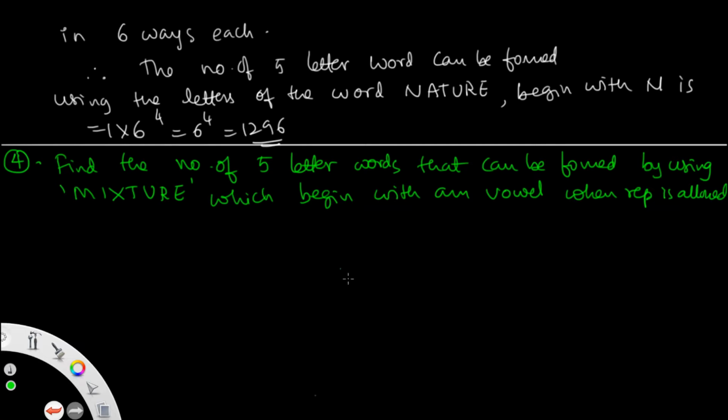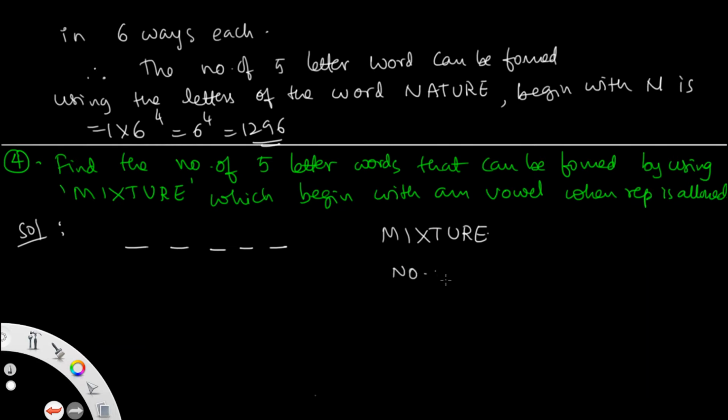Same thing, Nana. All are same method questions. So the question is given to form a 5-letter word using the letters of the word mixture, which begin with a vowel, with repetition allowed. So we have to fill up the 5 blank places with the given letters. The first place can be filled with a vowel in how many ways?